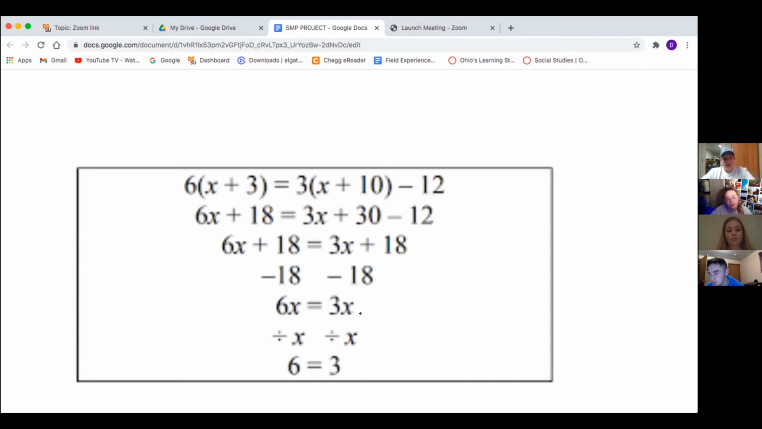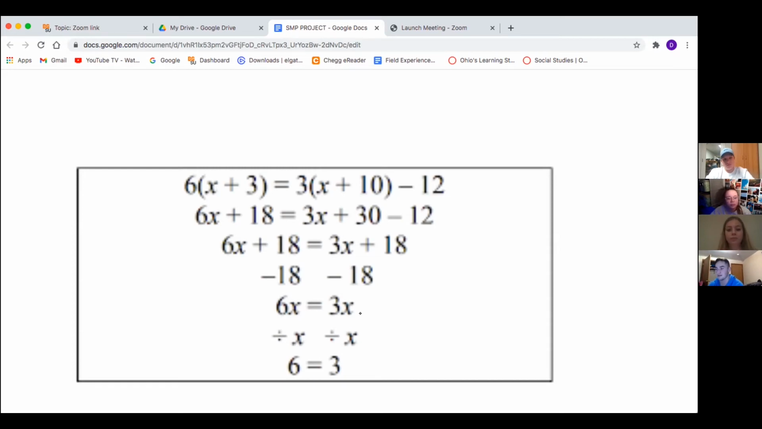Okay, for the left side, we get 6 times the quantity 0 plus 3, which is 6 times 3, and that's 18. And for the right side, we get 3 times the quantity 0 plus 10 minus 12. That gives us 30 minus 12, which is 18. So x equals 0 is really the solution. Great job working through this.